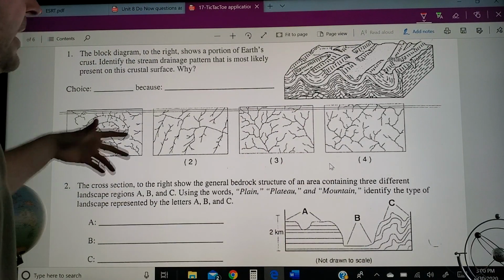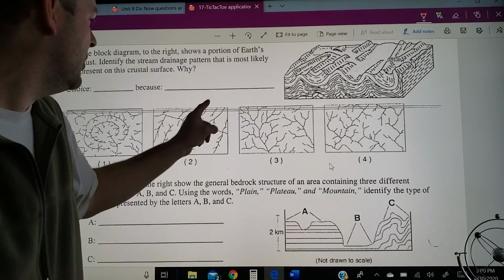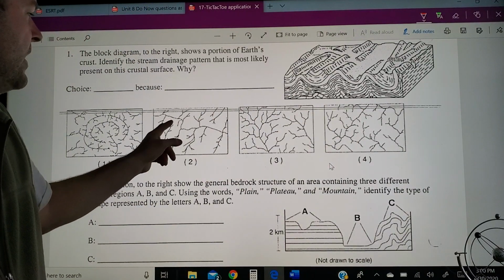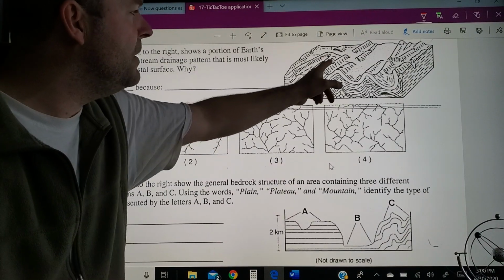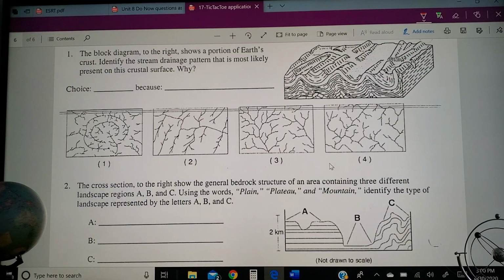Well, that's circular, that's out. This is all random, right? These two are both kind of random, but if you look closely, these are kind of linear and it matches the shape here. So that's what's going on right there. They call it a trellis pattern. So we're going with choice 2, right? Because it has that trellis linear pattern.